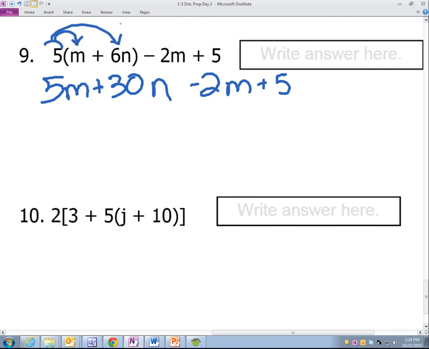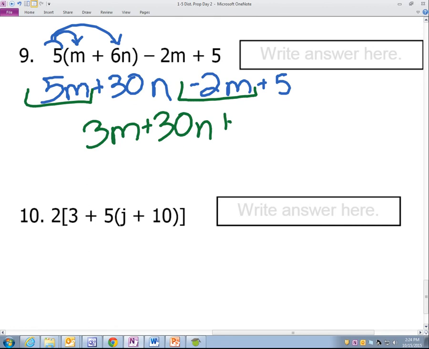And I have some like terms here. I have the M's. And notice how I also highlighted the minus symbol there, so I know that I have to subtract those 2 M's from the 5M. So I will just have 3 M's left, plus 30 N's, because there's no other there. And then just that number 5, and that's my answer.